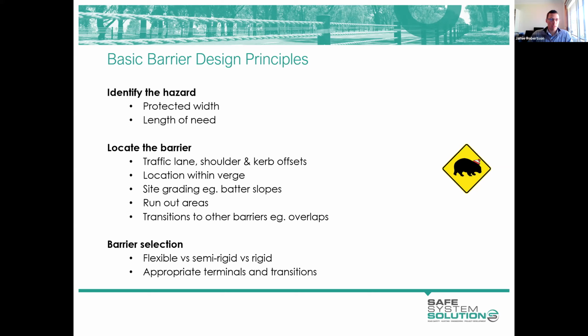Now, it really is quite an iterative process sometimes. There are lots of desirable things that we want to do in terms of choice of product, offset of barrier from the edge of the road, but typically in retrofit situations especially, we find that we can't do all of those things. So we have to make some compromises in terms of the type of barrier that we use, where it's located, and so on.